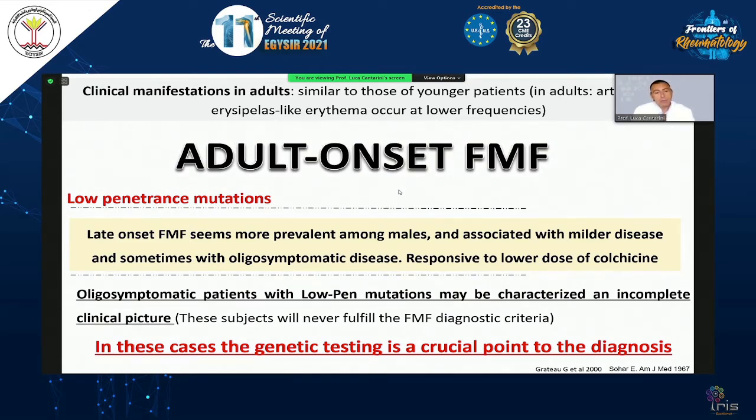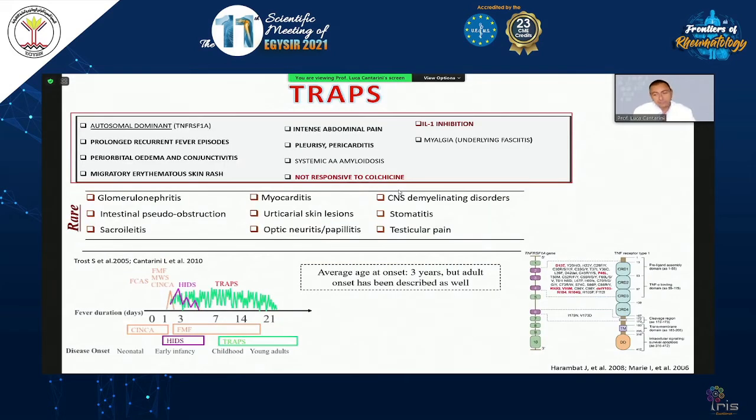I want to remind you that oligosymptomatic patients carrying low penetrance variants in the gene responsible for familial Mediterranean fever may be characterized by an incomplete clinical picture. In these cases, patients will never fulfill the clinical diagnostic criteria. And in these subjects, genetic testing is a crucial point for the diagnosis.